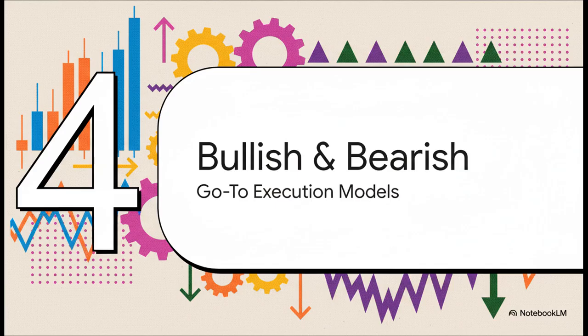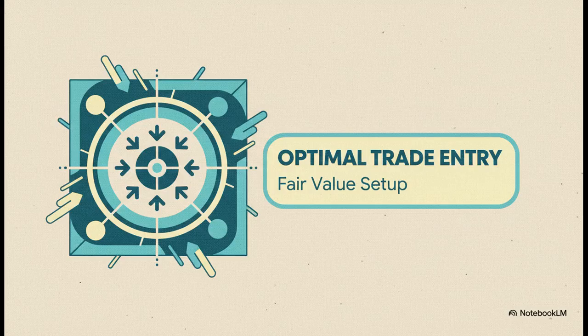It's time to look at the patterns themselves. This is the stage part of our process, broken down into your go-to execution models for both buys and sells. The very first bullish pattern is that classic internal range liquidity play. This is the bread and butter, what ICT calls the optimal trade entry.